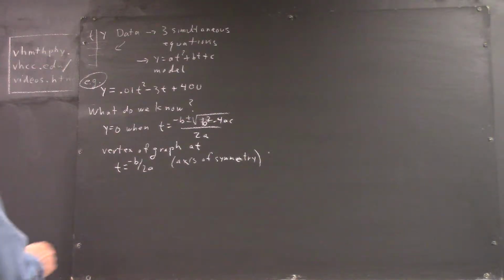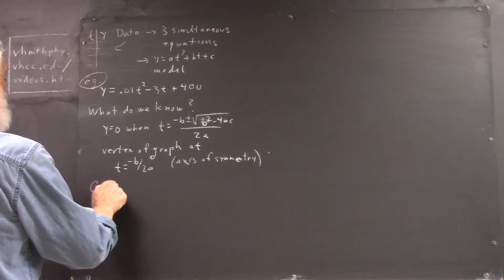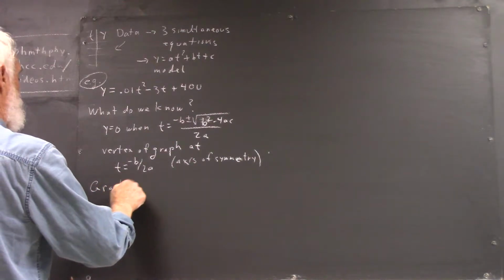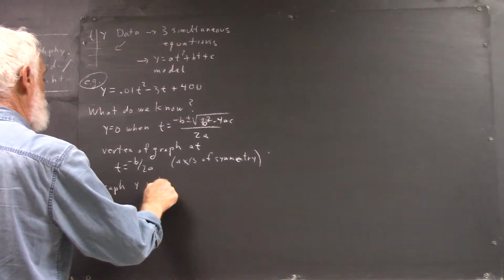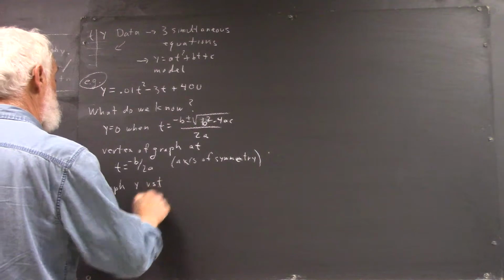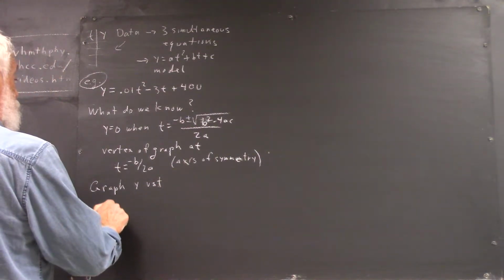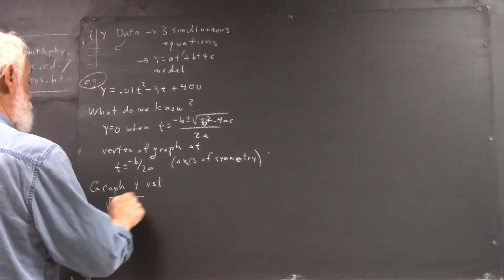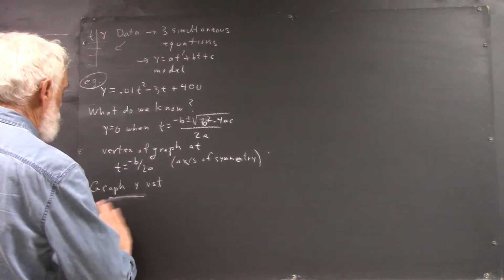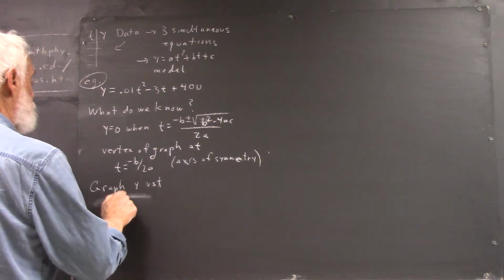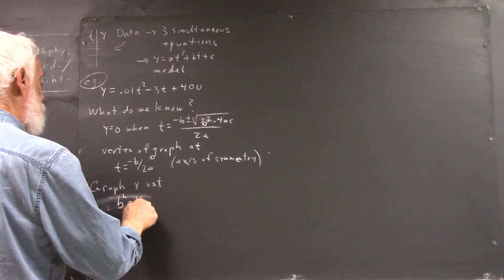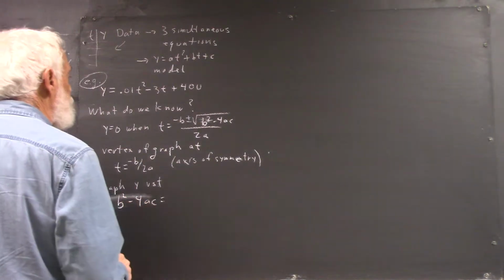Okay, well, let's graph y versus t. Okay? The square root of, well, we don't need the square root. The discriminant, b squared minus 4ac, is equal to what?